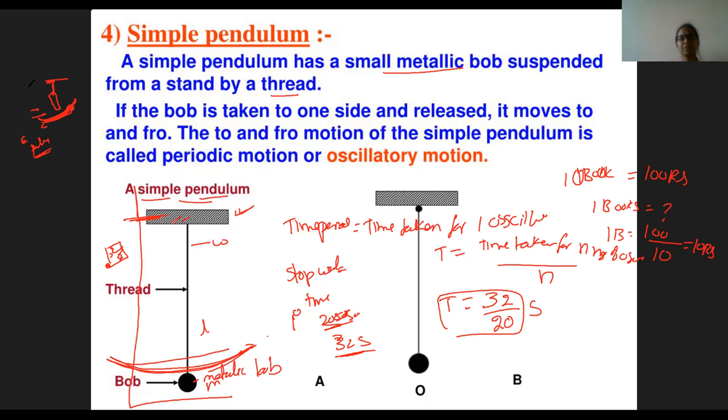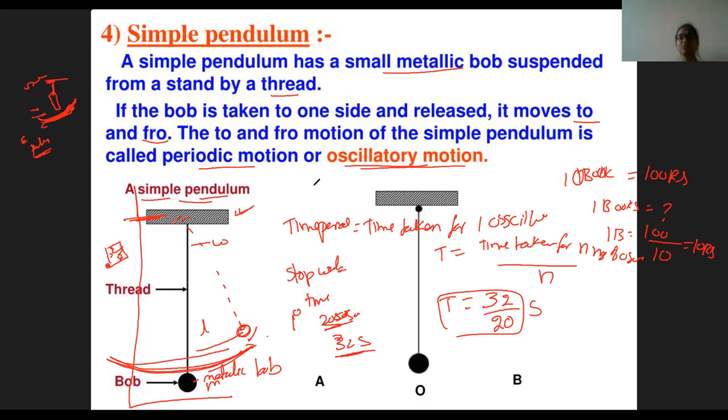Here, Galileo first invented the simple pendulum. A simple pendulum is a metal bob suspended with some thread and connected to a stand. If the bob is taken to one side and released, it moves to and fro. It will go front and come back, go front, come back. So the to and fro motion of a simple pendulum is nothing but periodic motion or oscillatory motion. Clear, children? This type of motion is also called oscillatory.